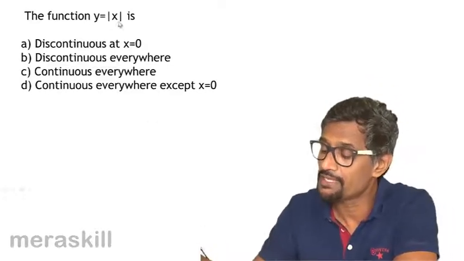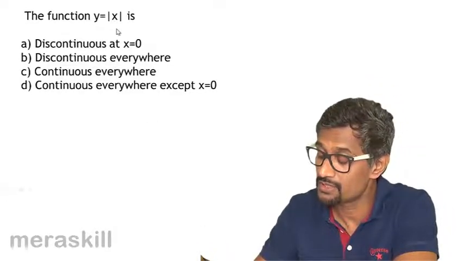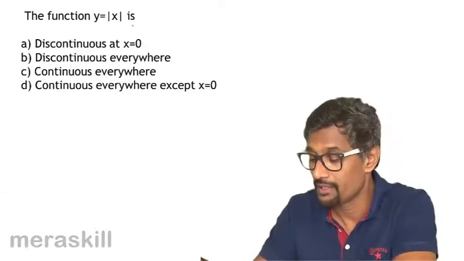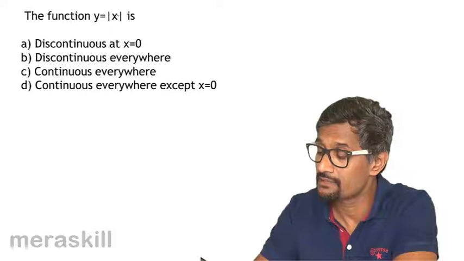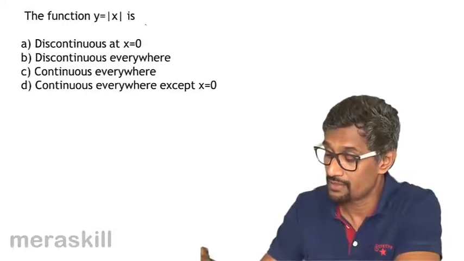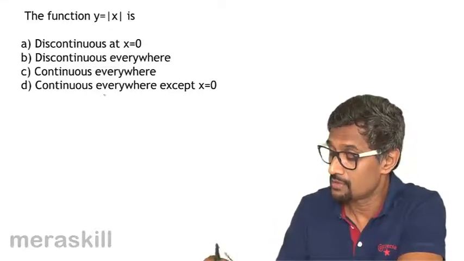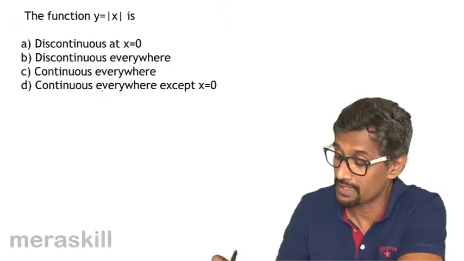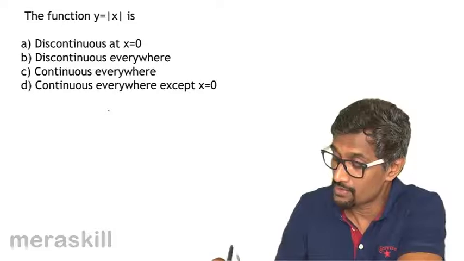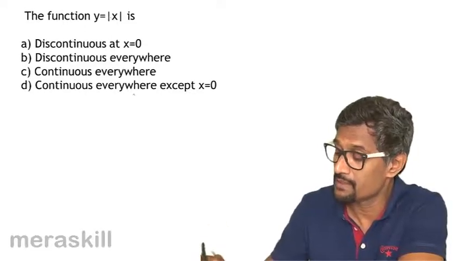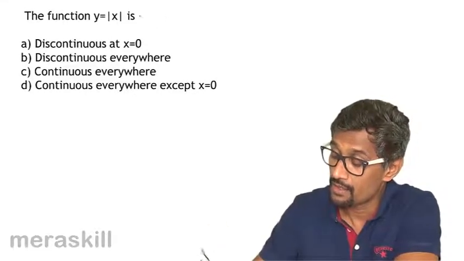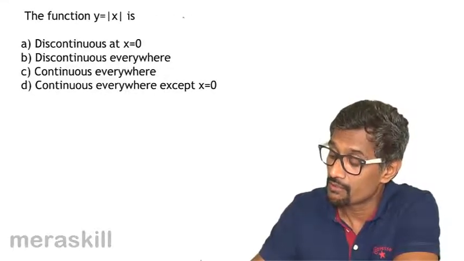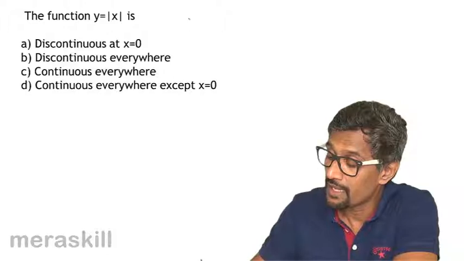The function y is equal to absolute value of x: is it discontinuous at x is equal to 0, discontinuous everywhere, or continuous everywhere? So y is equal to absolute value of x. Let's check any value you take. So we can take any value, so x minus h, for example. So if it is y is equal to absolute value of x, is it going to be continuous or not? So any value less than x, it's going to be y. Suppose you take x as minus x.